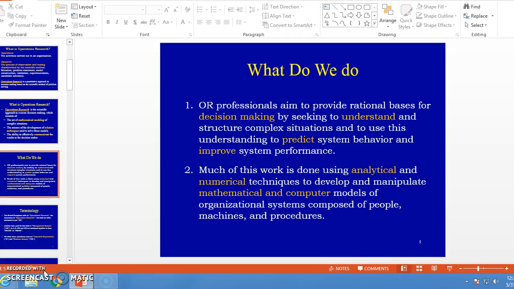Next one is, what do we do? Our professionals aim to provide a rational basis for decision making by seeking to understand and structure complex situations and to use this understanding to predict system behavior and improve system performance. Much of this work is done using analytical and numerical techniques to develop and manipulate mathematical and computer models of organizational systems composed of people, machines, and procedures.